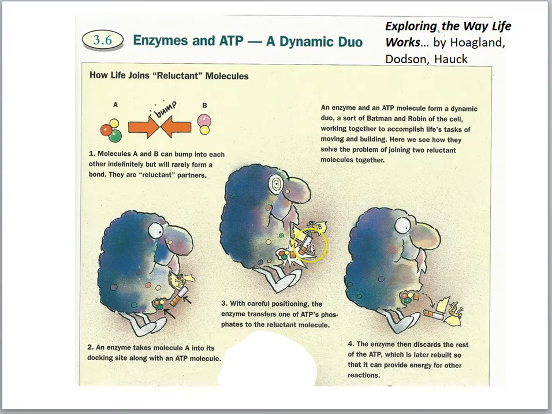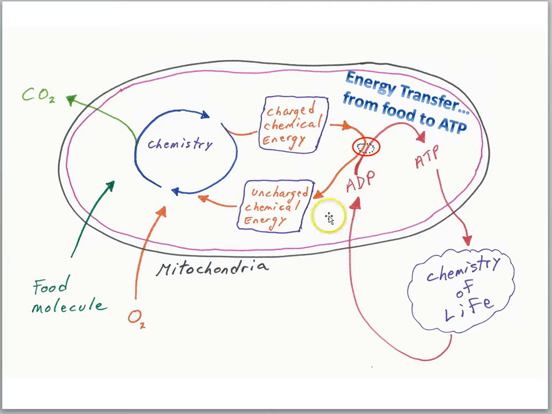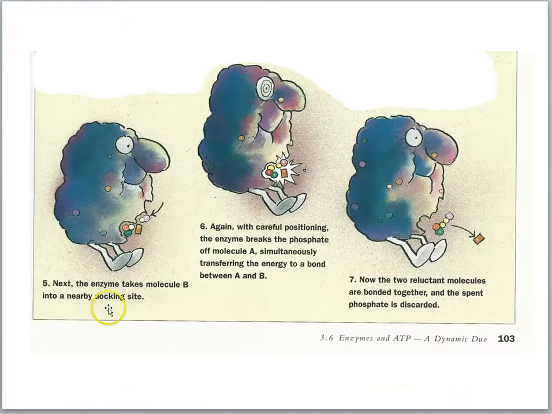Two phosphates remain. So in step 4 here, the enzyme then discards the rest of the ATP, which in fact is ADP, because it's got 2 phosphates, which is later rebuilt so that it can provide energy for other reactions. So this ADP is the very ADP that has to go back into the mitochondria to get another phosphate group. That's how it's being recharged. So now let's see what happens in the next step.